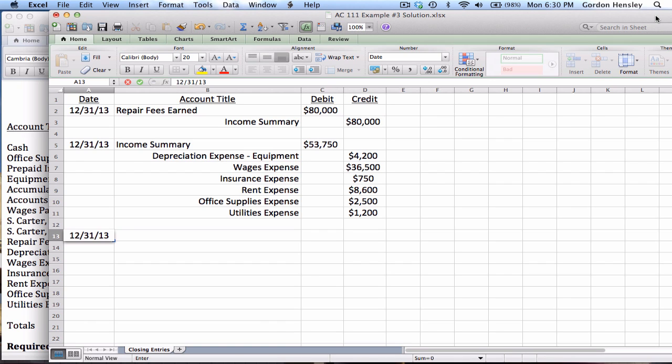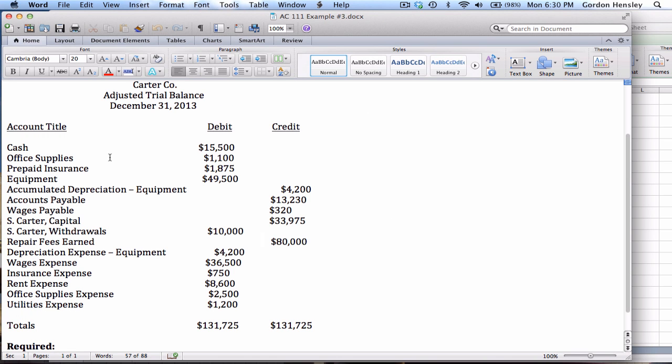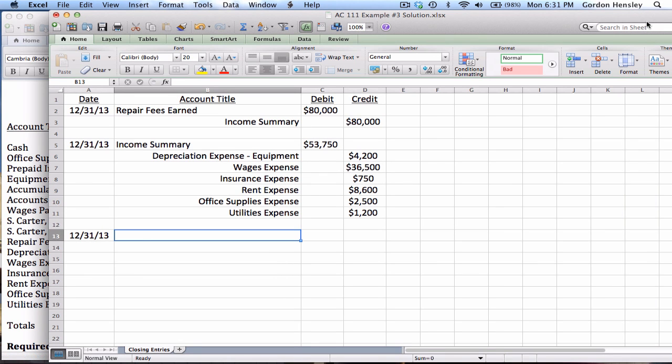Now the next closing entry, I'm going to have to close out income summary. Now this one is a little bit tricky because when I look at the adjusted trial balance, remember I've already looked at all these accounts, there's no income summary account on here. And the reason for that is the income summary account is actually never used until you actually get to the closing process. So that's why it doesn't actually appear anywhere on the trial balance. So in order to close it out, I'm actually going to have to look at my 2 journal entries and see how income summary was used, so that way I'll know what kind of a balance it has.